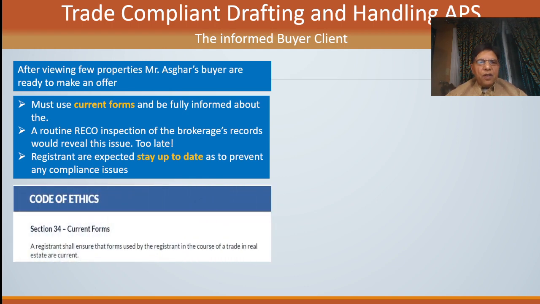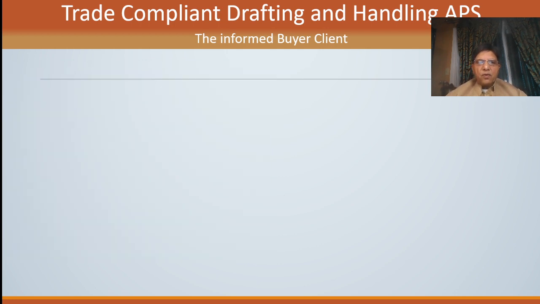Section 34 of the Code of Ethics says that a registrant shall ensure that the forms used by the registrant in the course of a trade in real estate are current. Nowadays, brokerages have created templates, so most of the time the agents don't have to worry. They pull up the templates created by their brokerage and just fill them out. But again, it does not relieve you of your responsibility. Sometimes the brokerage might have missed updating their templates, so you need to check that the template you are using has the current forms, because the ultimate responsibility as a licensed agent is yours.